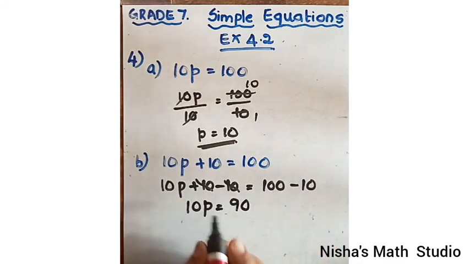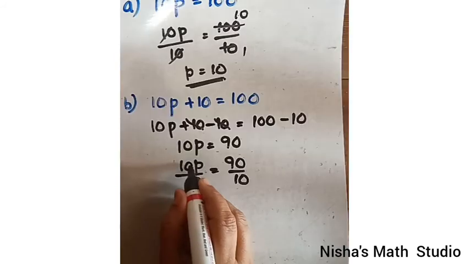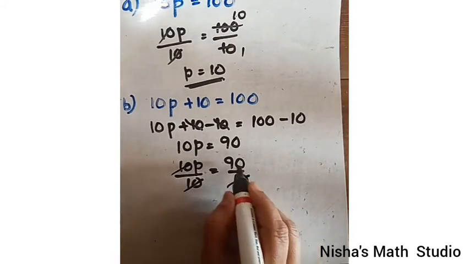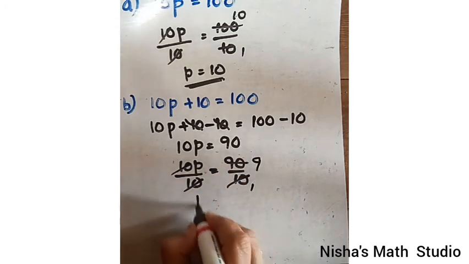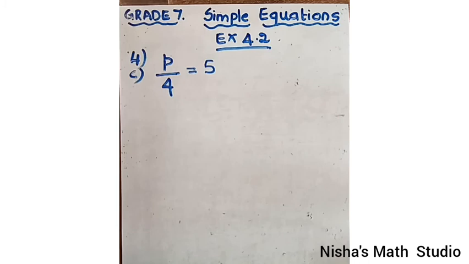How do I get rid of this 10 now? I have to divide it with 10. On both the sides we should divide by 10. 10 get cancelled. 10 ones are 10, 10 nines are 90. So value of p is equal to 9.